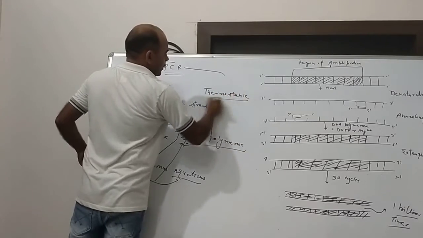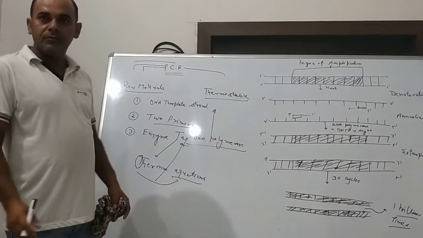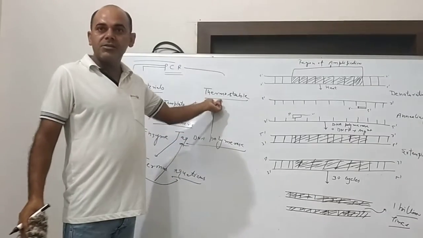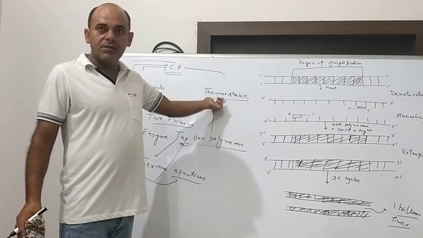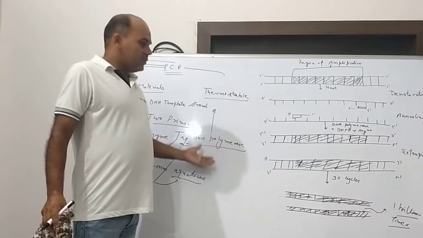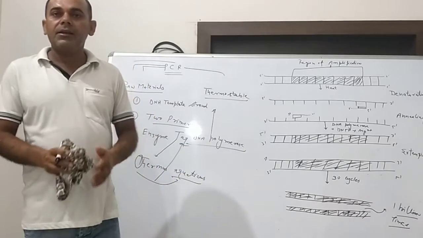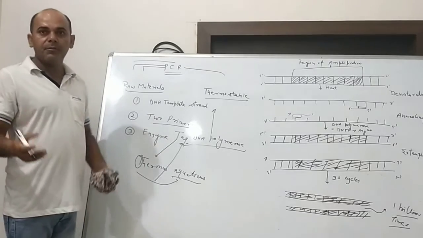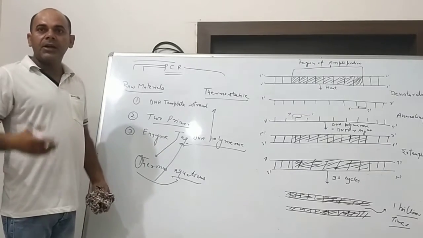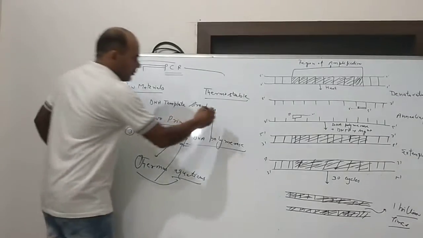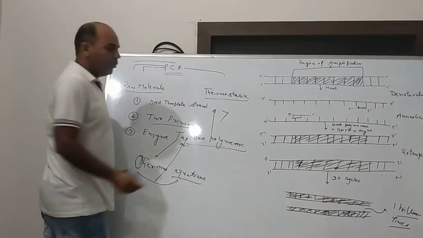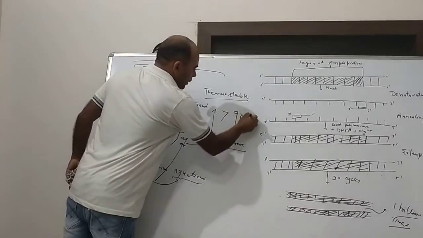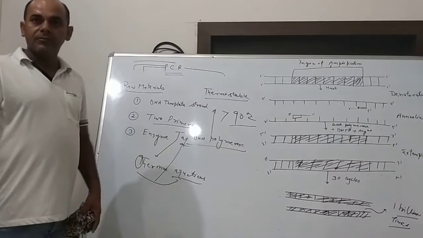Thermostable. It will show the stability. Thermo means heat, it means temperature. This enzyme tolerates a very high range of temperature. How much is the range of temperature? More than 90 degrees. So it can tolerate more than 90 degrees Celsius.